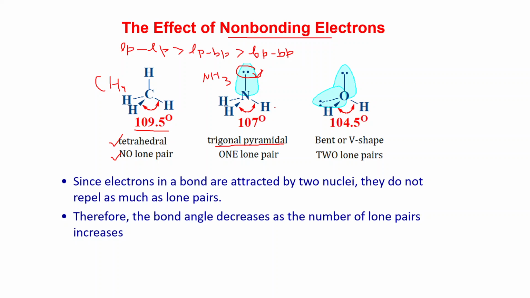Okay, and the repulsion between this lone pair and bond pair is more compared to bond pair-bond pair. That's why bond angle is reduced to 107 degree.